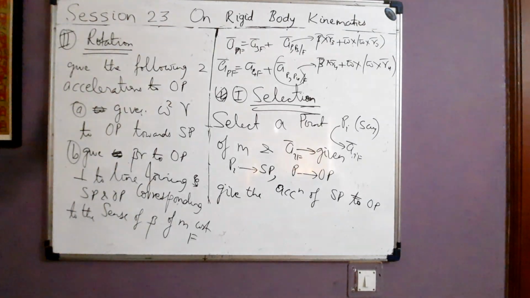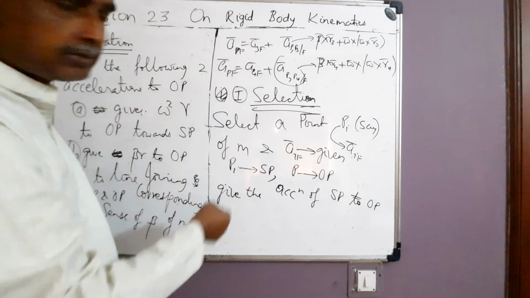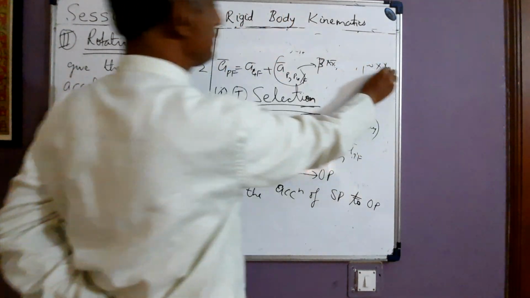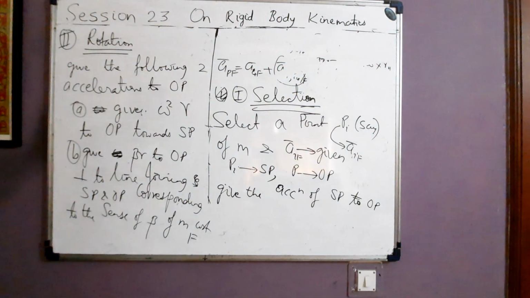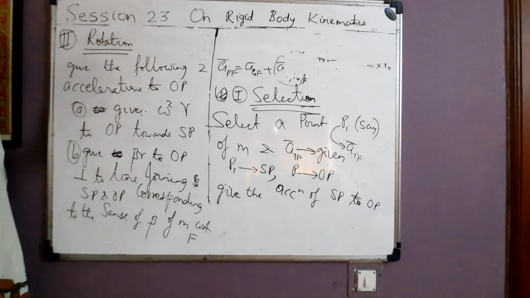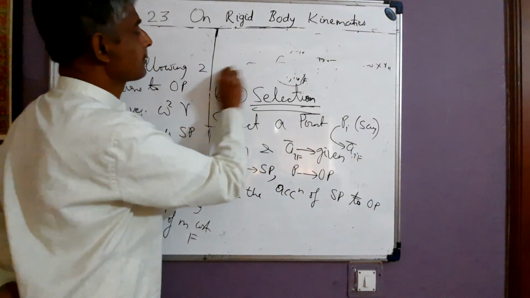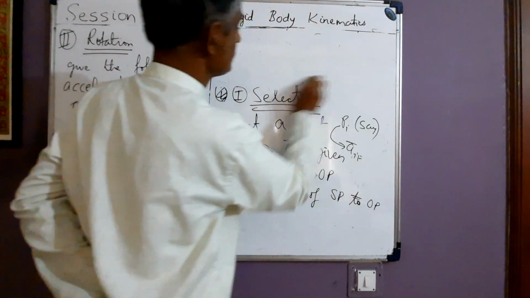And lastly, what do we have to do? We have to vectorially combine the three accelerations given to OP in the first, A and B steps to get the net acceleration of OP. Fine.